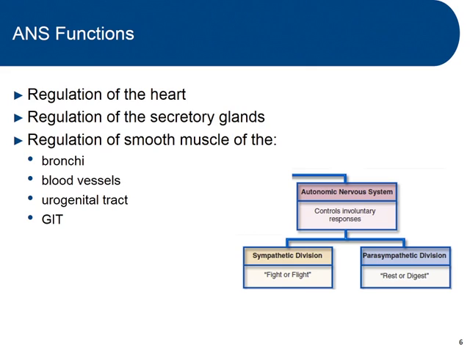Specifically, the autonomic nervous system functions fall into three primary jobs: regulation of the heart, regulation of the secretory glands, and regulation of smooth muscle in places like the bronchi, blood vessels, the urogenital tract, and the GI tract. And like I said, these activities are largely shared between the sympathetic and parasympathetic systems.